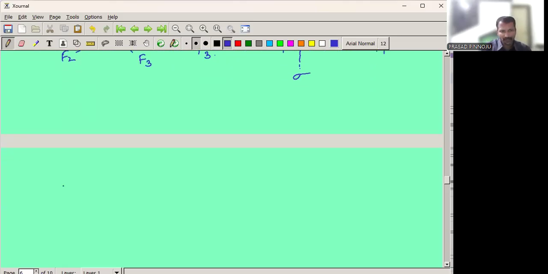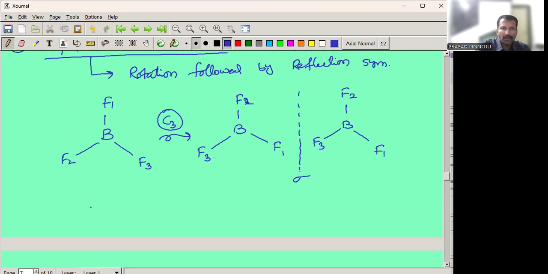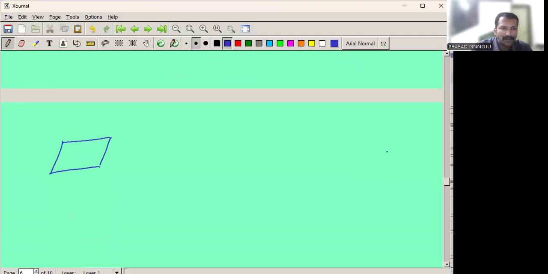So one more example, here I'm going to take an imaginary molecule. Okay, this is F1 and this one is F3.